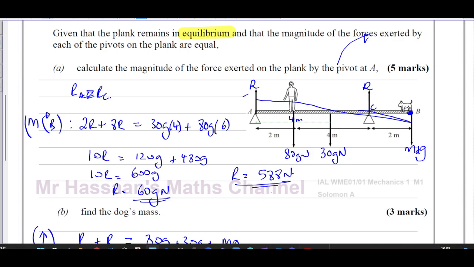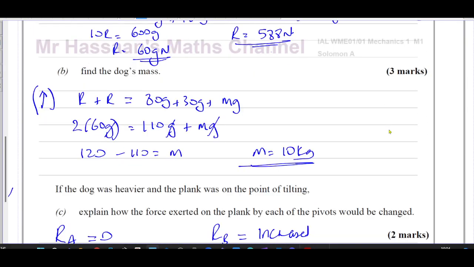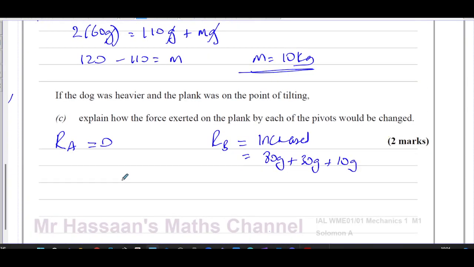So if it's on the point of tilting, it means that's just about to happen, in which case the reaction at A will be 0, and all the reaction will be on C alone. So it will take all those weights. Okay? So you can say the reaction at A will become 0, the reaction at B will be increased, and it will equal all of this. It's going to be 120g on the reaction of B alone.